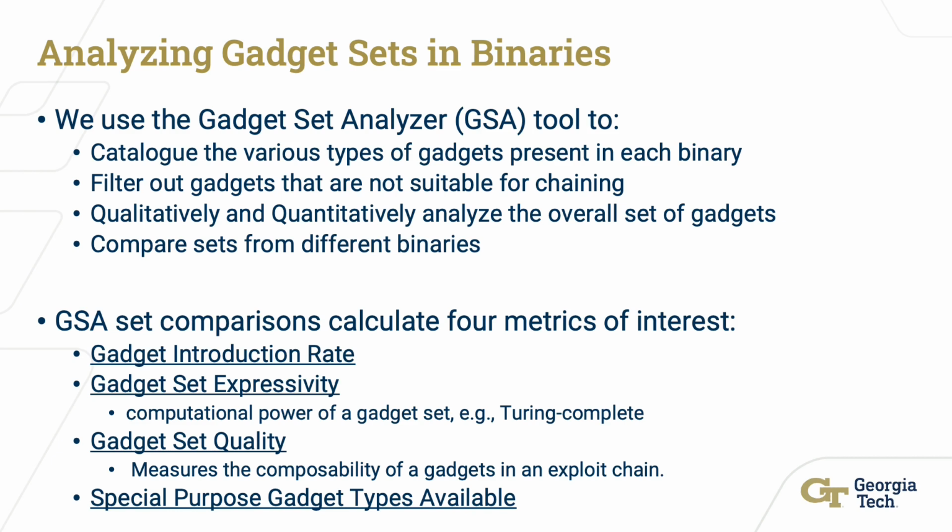Specifically, GSA computes 4 metrics of interest to our work. The first is gadget introduction rate, which measures the percentage of gadgets in optimized code that are not present in unoptimized code. Second, it calculates gadget set expressivity, which is a measure of the computational power of a gadget set. Third, it calculates gadget set quality, which is a measure of the composability of the gadgets in a set. And finally, it measures the types of special purpose gadgets that are available to an attacker.